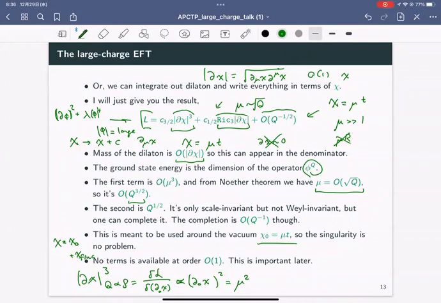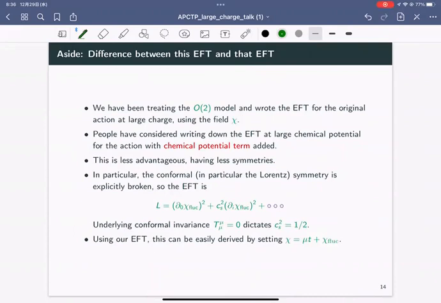Right. So I think it's important too, so I'll talk to you about the difference between this effective field theory and the other effective field theory people used in order to study the system. We've been treating the O(2) model and wrote the effective field theory of the original action at large charge using the field chi. And people actually have considered writing down the effective field theory with large chemical potential, for the action with the chemical potential term added. So you think of the chemical potential term as an explicit breaking, and then write down the effective field theory. This is less advantageous because it has fewer symmetries. In particular, conformal or Lorentz symmetry is broken. So the effective action can only be this, right? You have to treat the time direction and space direction as different.